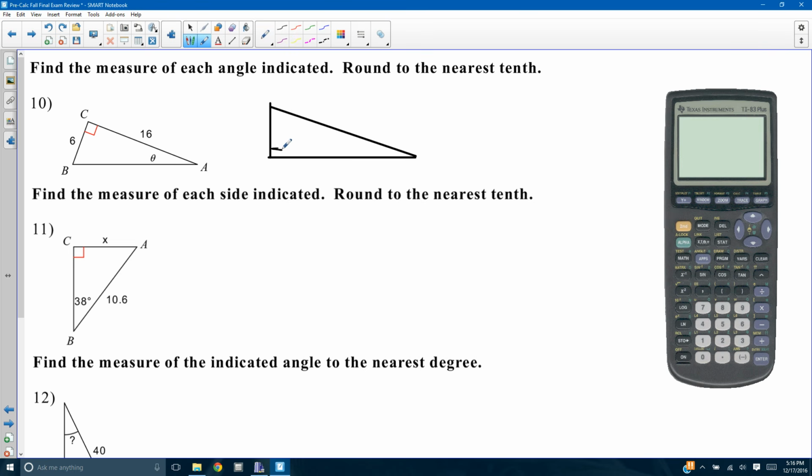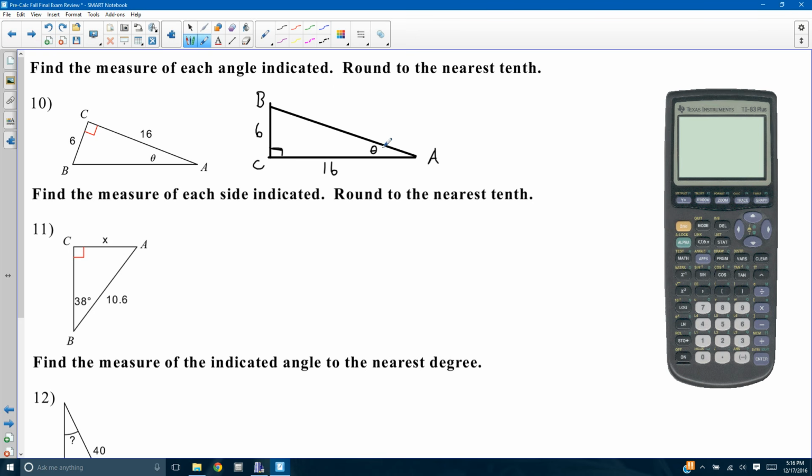Right angle's here. Looks like A is still over here. C is with the right angle. B is up here. Between B and C is the value 6. Between A and C is the value 16. Your angle theta is at angle A. All right. Now let's find the measure of the angle based on what we have there.